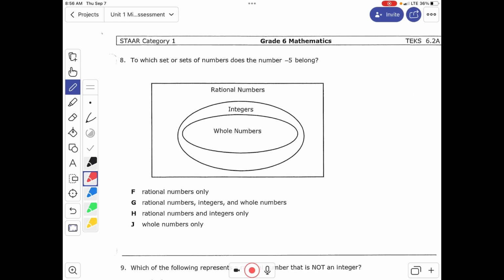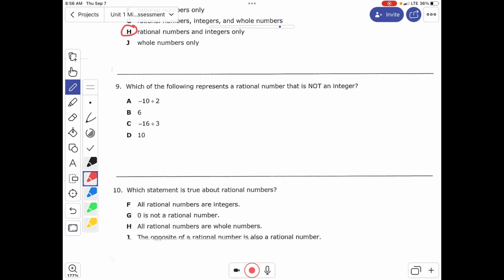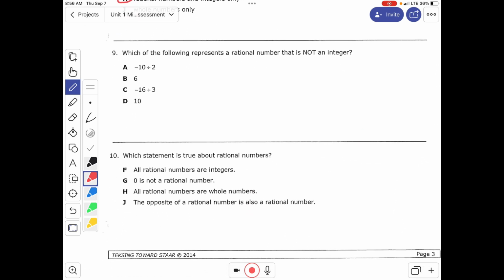Number 8, to which set or sets of numbers does the number negative 5 belong? Well, negative 5 would go in the integers. And if it's an integer, then it's also a rational, which is letter H. Number 9, which of the following represents a rational number that is not an integer? Well, negative 10 divided by 2. 10 divided by 2 is 5. And it would be a negative, so that makes it an integer.